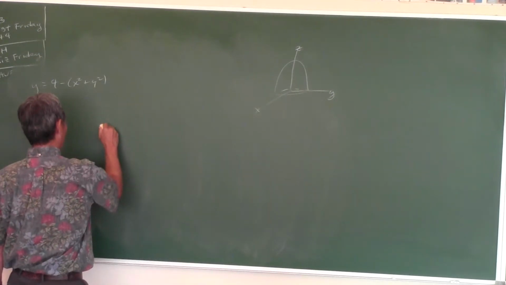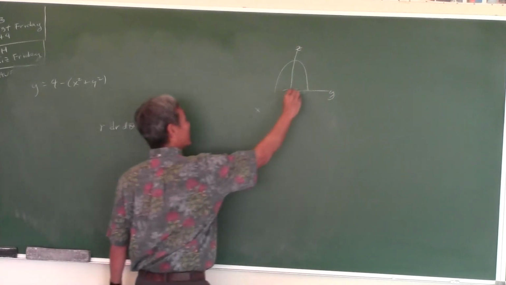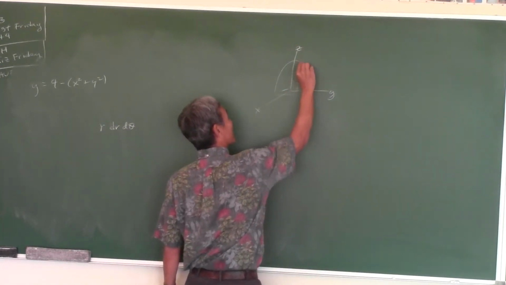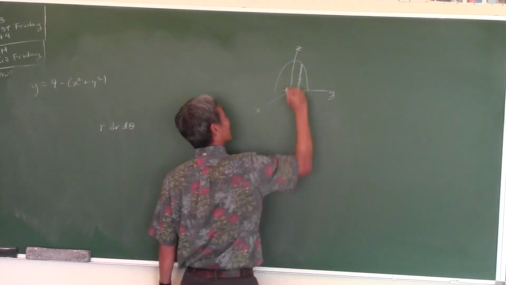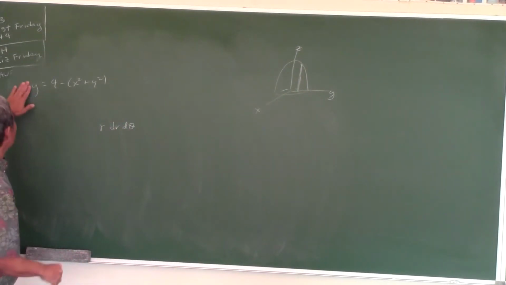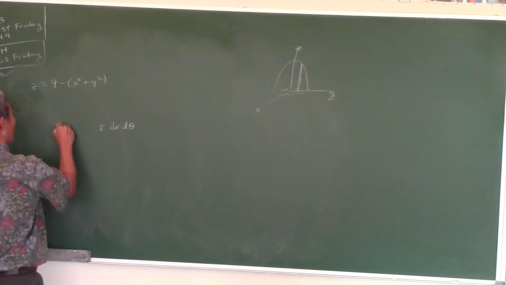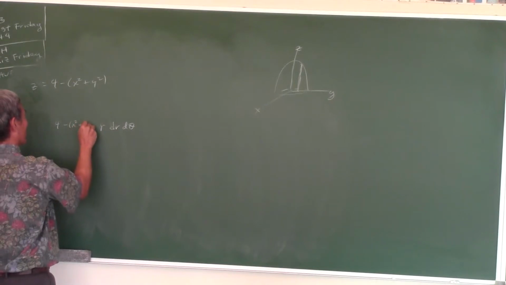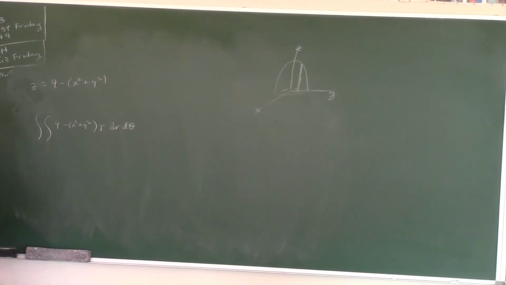r dr d theta. But that's just the base, and then you have to multiply it by this infinitesimally thin height. And what's the height? This is z. That's z, which is 4 minus x squared plus y squared, right? And then you just add them all up.